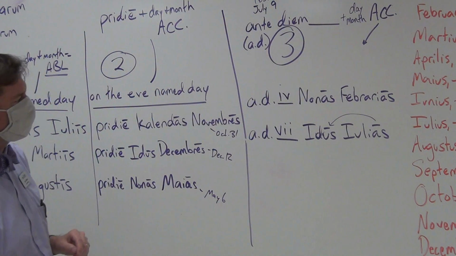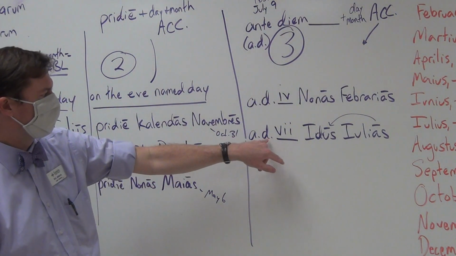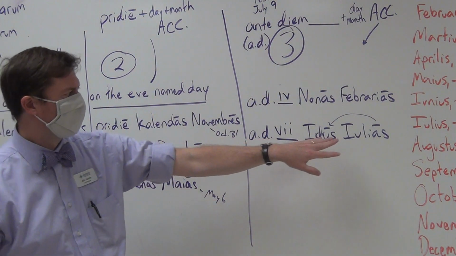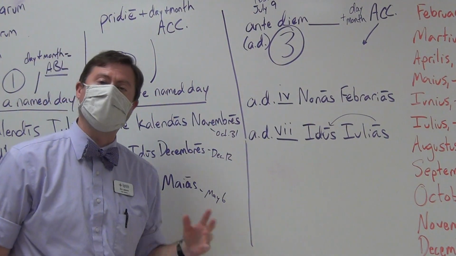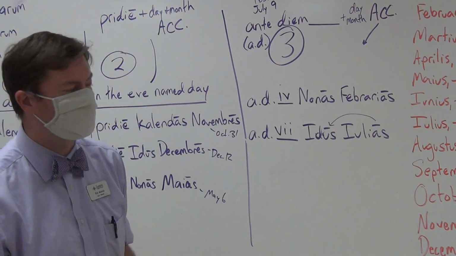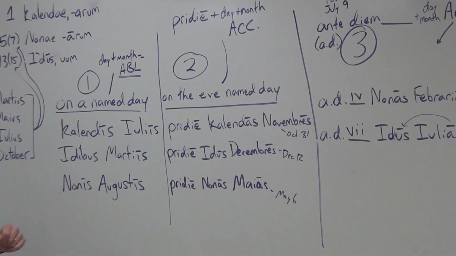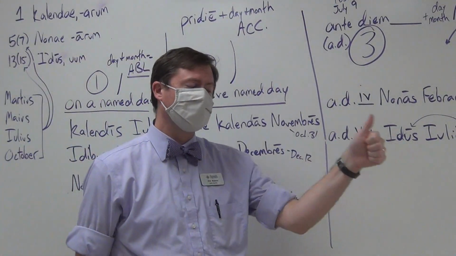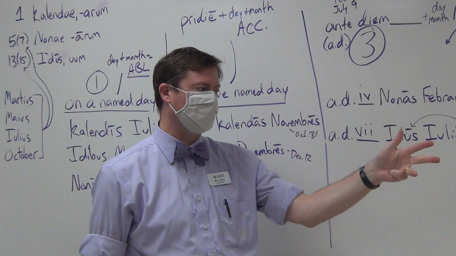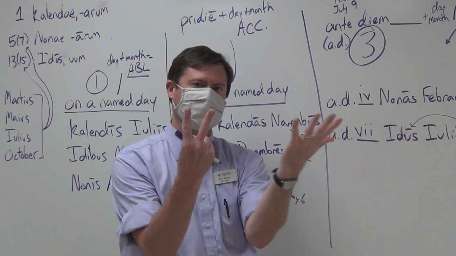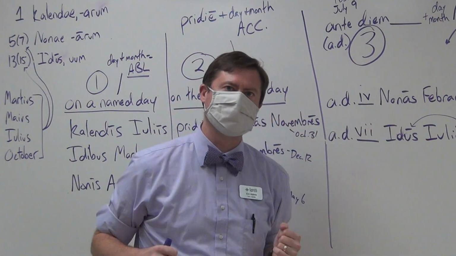So how would this translate? The date in question is the 7th day before the July Ides. And what is the 7th day before the July Ides? Well, if the July Ides is on the 15th, the 7th day before would be 15, 14, 13, 12, 11, 10, 9. That's the 7th day before.